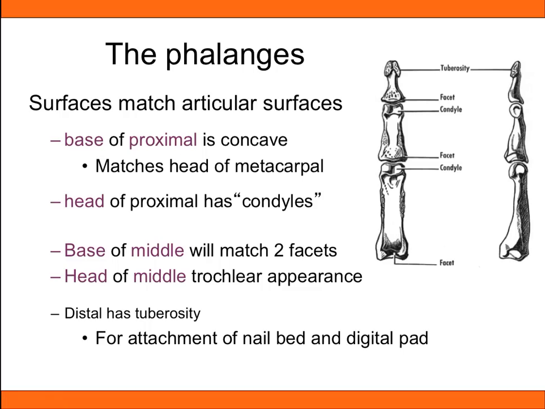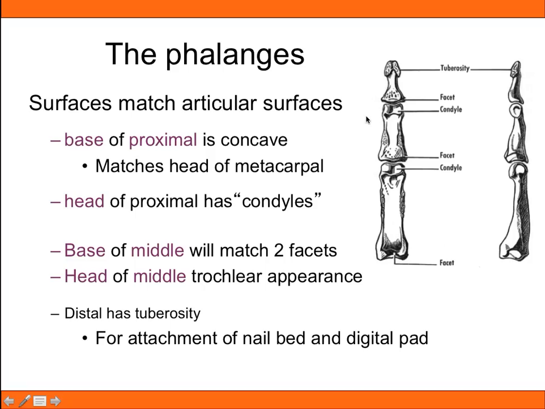So what do the surfaces look like? Well, the base of the proximal is concave, and you can see that here. So it has a little facet because it matches the head of the metacarpal, and the head of the metacarpal is rounded. Now the head of the proximal has little condyles, and that's matched with the base of the middle phalanx, which has 2 little facets here. And then the head of the middle has almost like a little trochlear appearance, like a little pulley, and then that matches the facet of the distal phalanx.